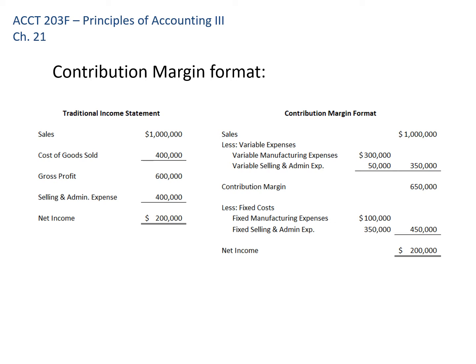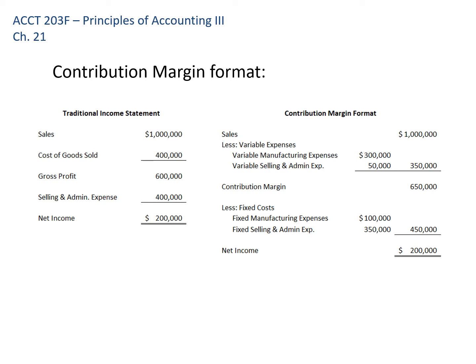$200,000. So what this tells me is that I can look at the relationship between the contribution margin and the sales and see that 65% of my sales flow into my contribution margin. So if this company had an increase in sales of $200,000 or a decrease in sales of $200,000, I can say $200,000 times 0.65, my contribution margin would fall by $130,000 to 520, okay? And I still have those fixed costs of 450, so my net income would go from 200,000 to 70,000.